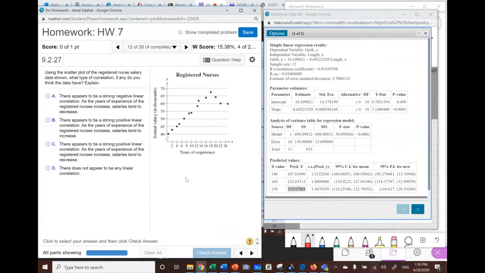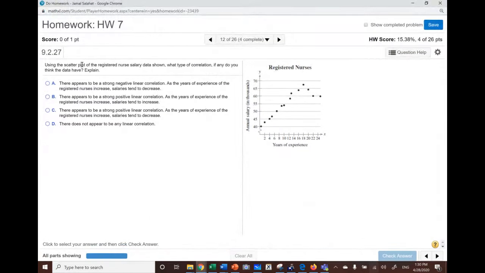Now, the question after that is talking about this situation. They tell us to use the scatter plot of the registered nurse salary data shown. What type of correlation, if any, do you think we have? Notice that for nurses, this is the years of experience, and this is the annual salary. They start close to 40, and the salary goes up till around maybe 18 years of experience. Then after that, the salary will go down.